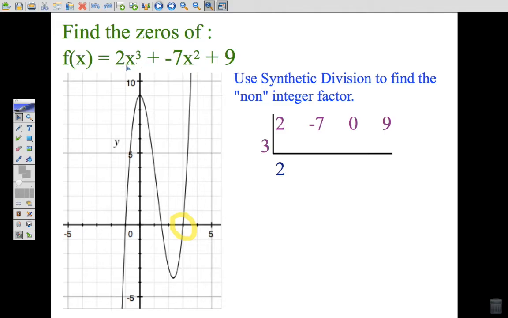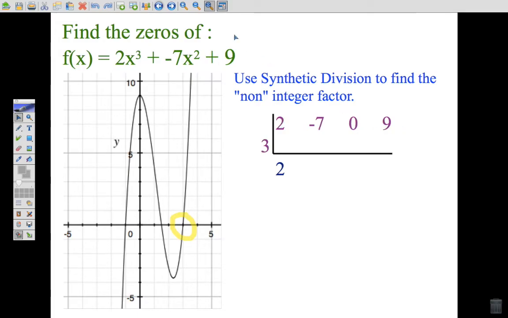2 is the coefficient of x cubed, 2 is the coefficient of x squared, negative 7 is the coefficient of x squared. There is no x term, so we have to fill in that space with a 0, and then there's the 9 that technically has an x to the 0. So these numbers, once again, represent the coefficients of each term when they are written in standard form, which means you're writing them in descending order of their exponents.